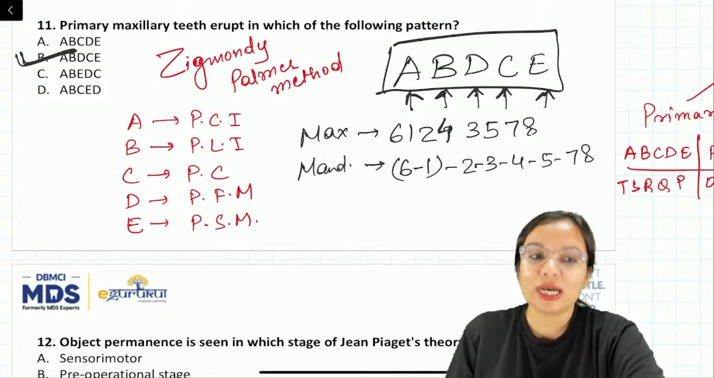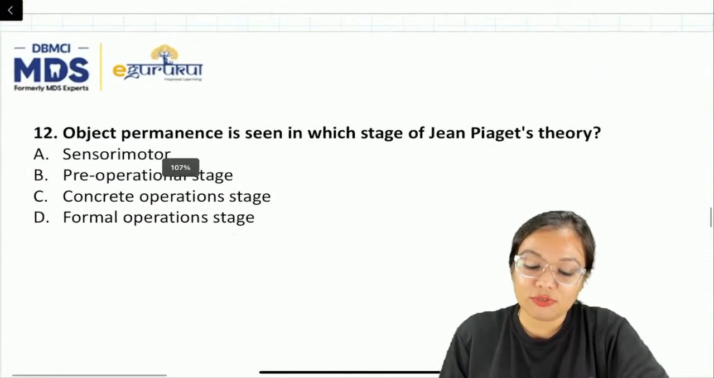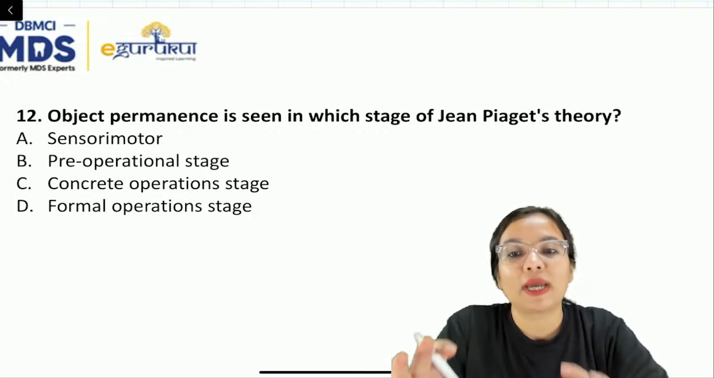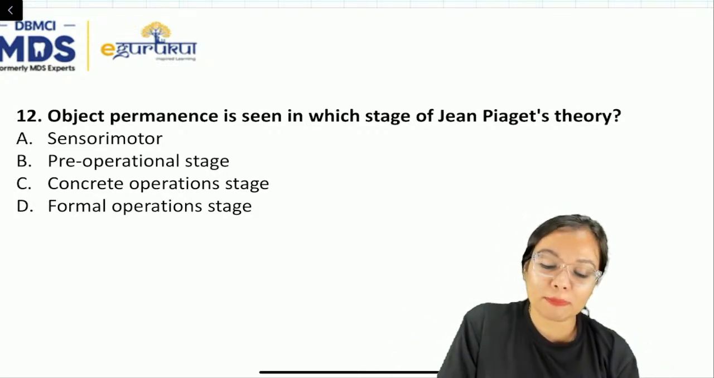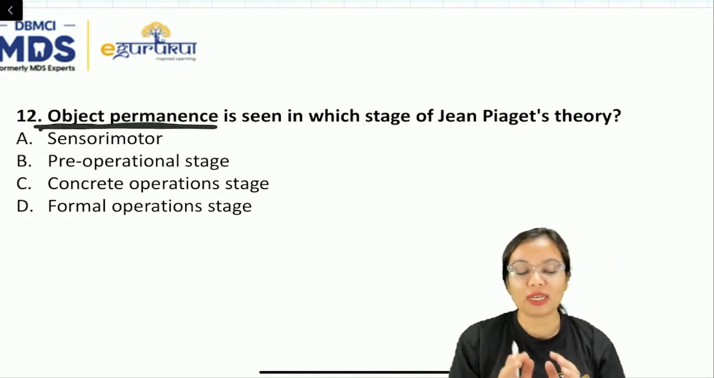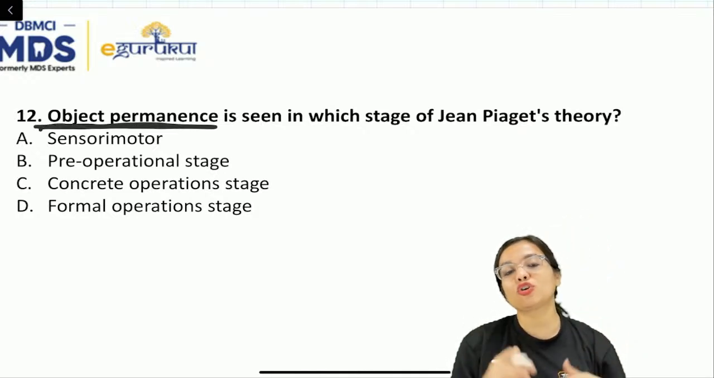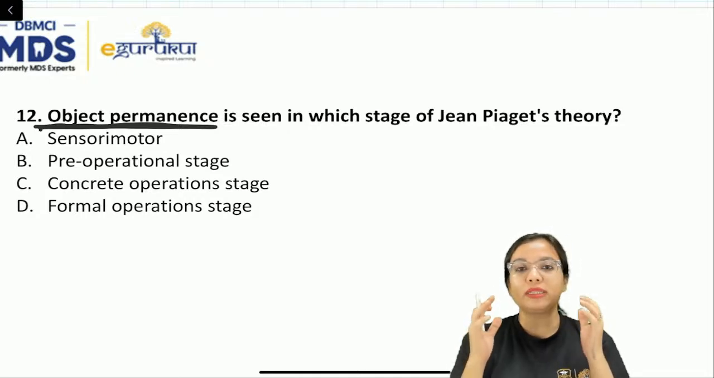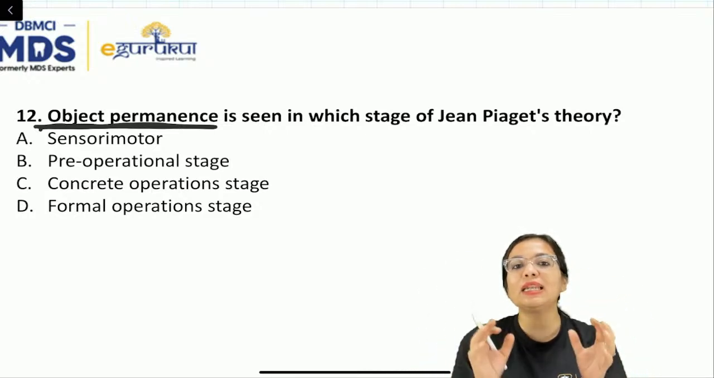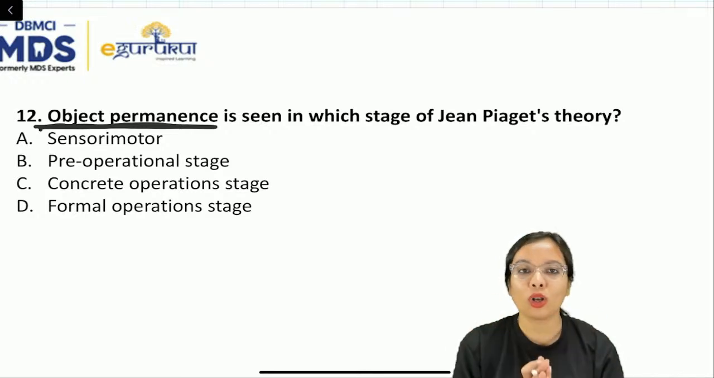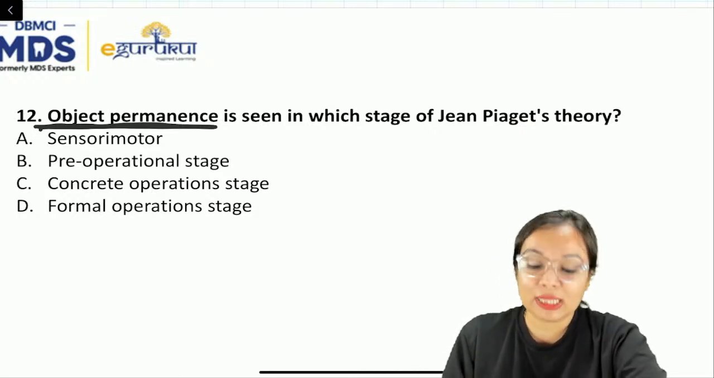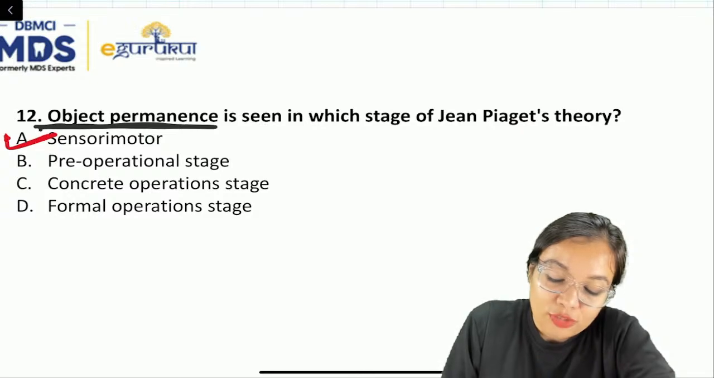So that brings us to the last question of today's discussion, which is, object permanence is seen in which stage of Jean Piaget's theory? Object permanence means that when a child is very small, he does not have the sense that if something is out of sight, it still exists. What he thinks is, if something is out of sight, it does not exist at all. So this object permanence develops in the sensory motor stage of Jean Piaget.